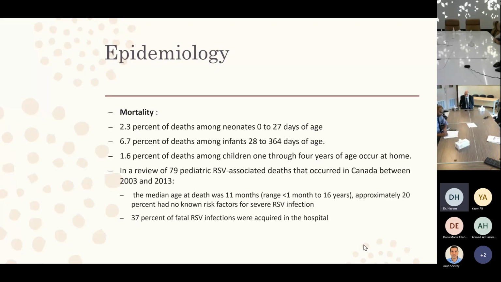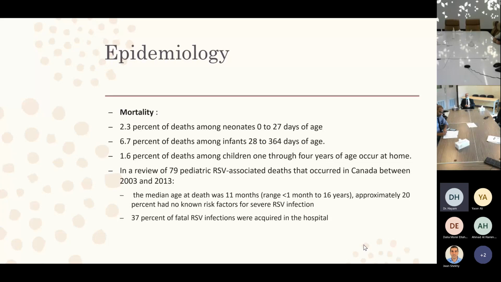Mortality among neonates from 0 to 27 days, which is the neonatal period, is about 2.3%. It is 6.7% among infants from 28 days to almost 1 year. 1.6% of deaths occur among children through their 4 years of age, and can occur even at home and present as sudden infant death syndrome.